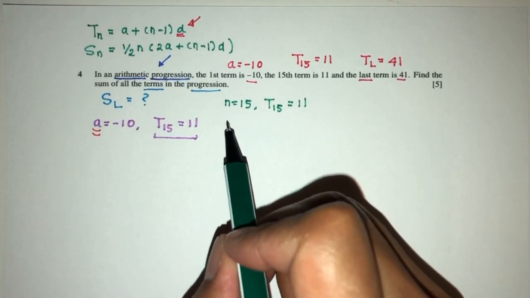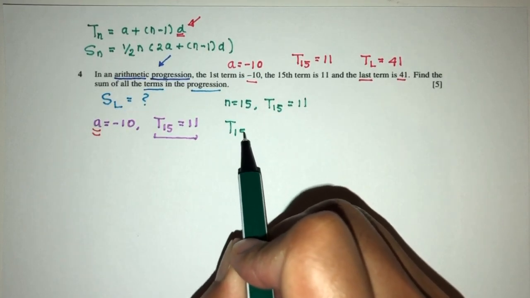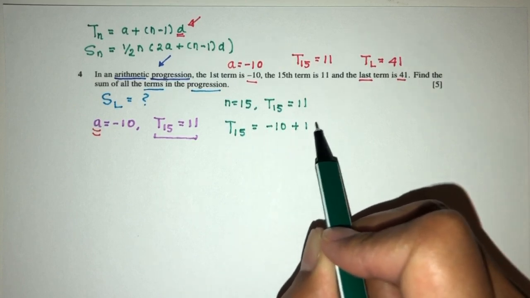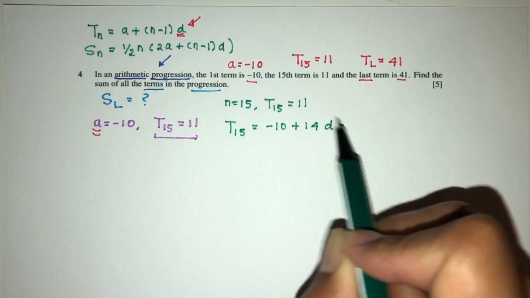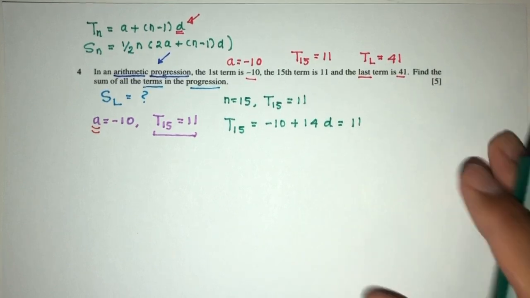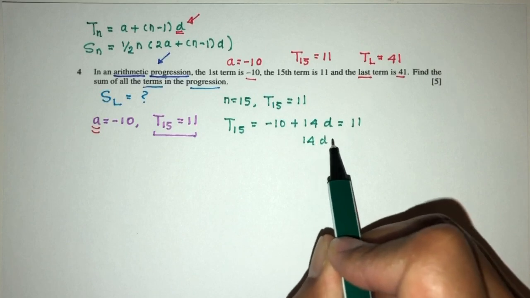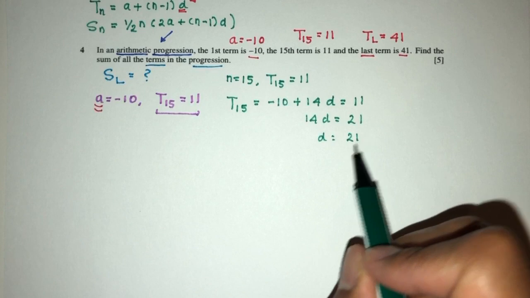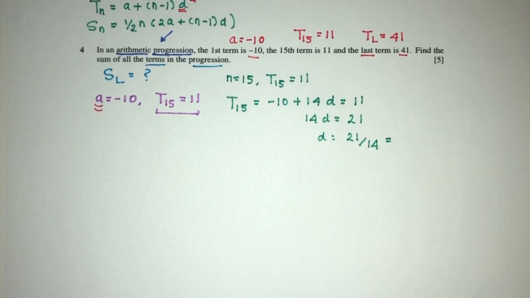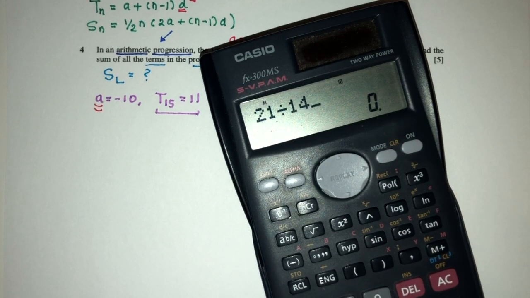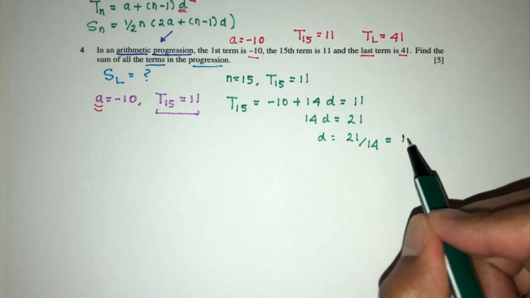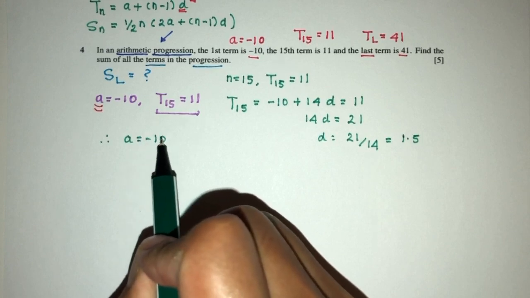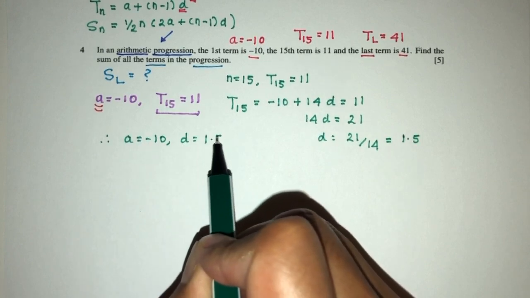So let's replace. That will be T of 15 is equal to a, which is minus 10, plus n minus 1, which is 14, times d, which we don't know, is going to give you 11 according to the question. That will be 14d has to be 21. So d has to be 21 divided by 14. That will be 1.5 as your value for d. So this is part 1, where we realize a is minus 10 and d has to be 1.5.